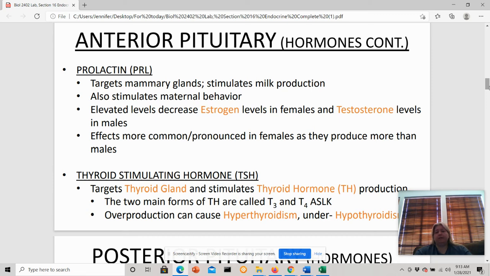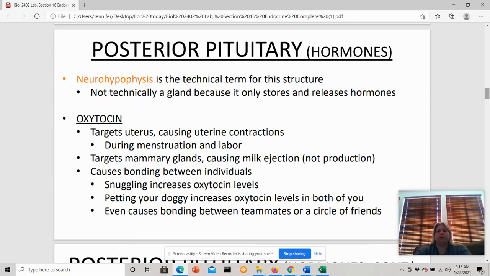The T in FLAT is for thyroid stimulating hormone, or TSH. What this is going to do is stimulate the thyroid gland to produce thyroid hormone. Okay, so this is actually stimulating the thyroid itself to make thyroid hormone. There are two main forms of thyroid hormone. There's T3 and T4. Overproduction can cause hyperthyroidism. Underproduction can cause hypothyroidism. And we'll talk about some of the stuff that occurs with hypo and hyperthyroidism when we get to the thyroid video. All right, so that was the anterior pituitary.